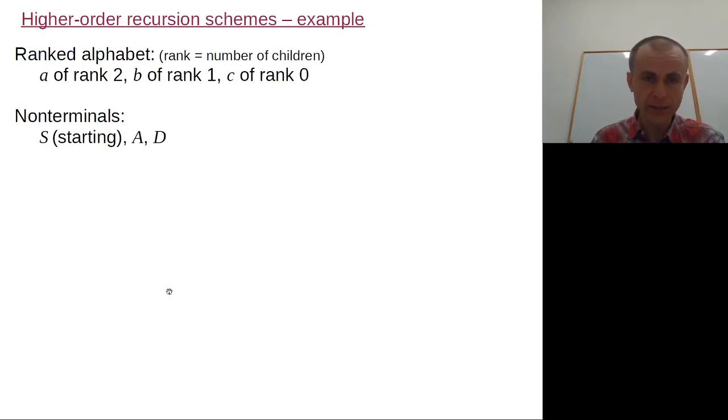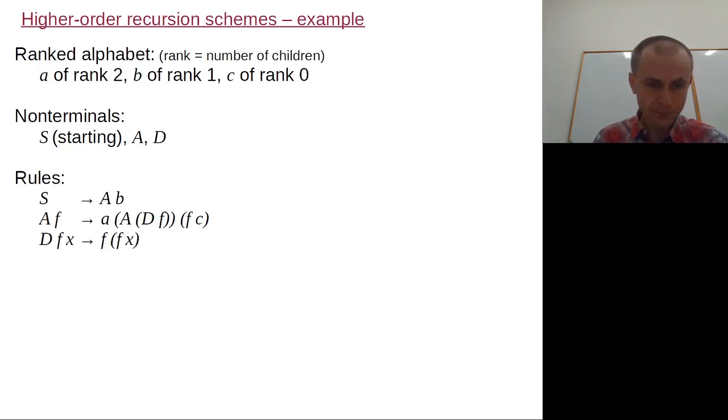Let me give an example. In this recursion scheme, we have three letters, a, b, c. To each letter, we have to assign a rank, which is a number of children. So, for example, a has rank 2, which means that every node with label a has 2 children. There are non-terminals S, A, and D. S is a starting non-terminal. There are rules like that.